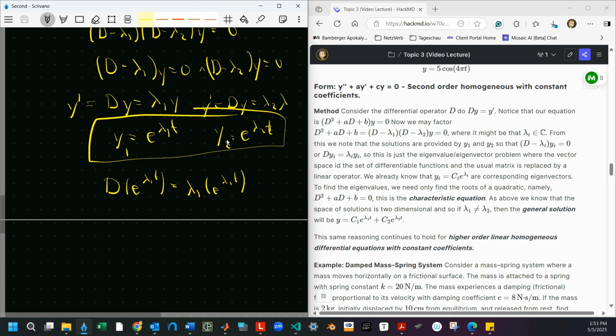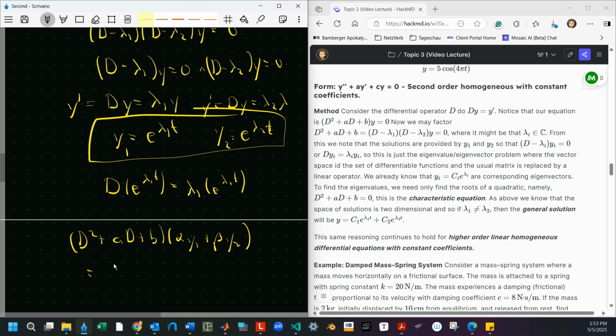So these are two linearly independent solutions for our differential equation, and a linear combination of those is still going to be a solution. So if I take d squared plus ad plus b, and apply it to a linear combination of these, let me just call them y1 and y2 for a second, alpha y1 plus beta y2.